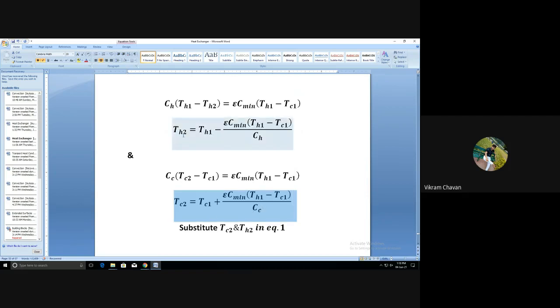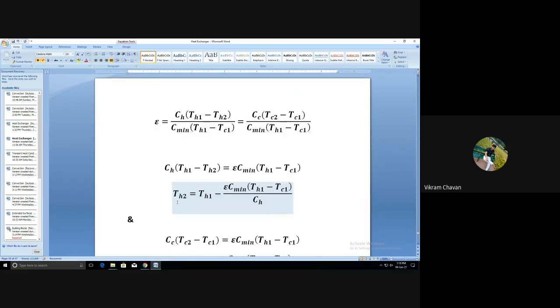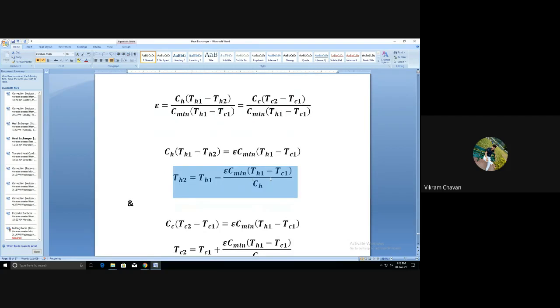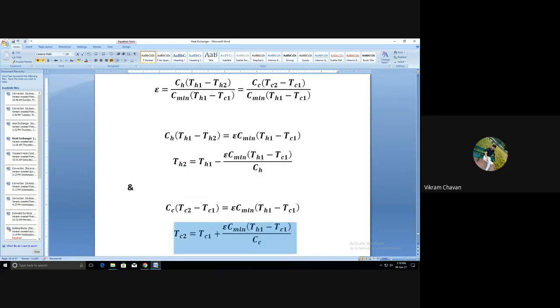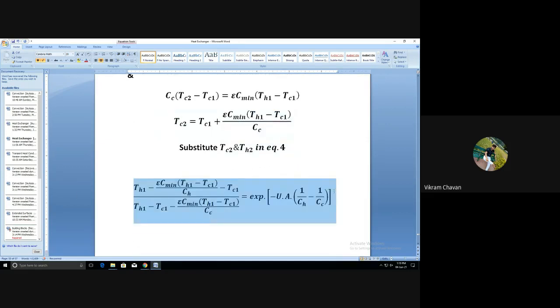Now we have got these two equations for Th2 and Tc2, and we have to put them in equation number 4. So where is equation number 4? This is equation number 4: Th2 minus Tc1 divided by Th1 minus Tc2. In this equation, instead of Th2 and Tc2, whatever equations we have determined from the effectiveness equation, we have to put in equation number 4. So I have put the Tc2 and Th2 values in this equation.